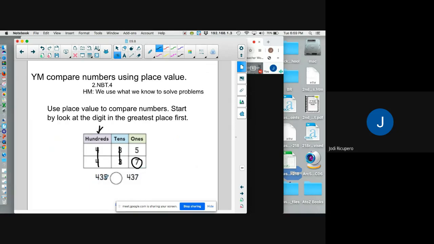So 435, is it greater than, less than, or equal to 437? So we know that it is less than. See, the mouth of the alligator is facing towards the largest number.